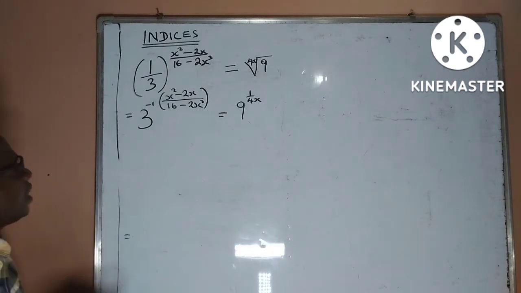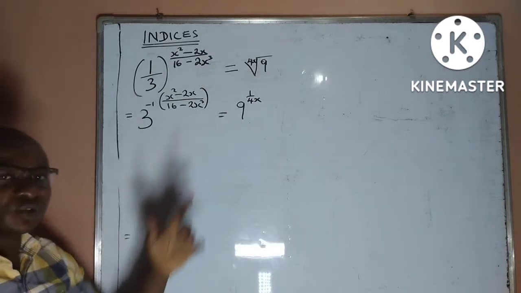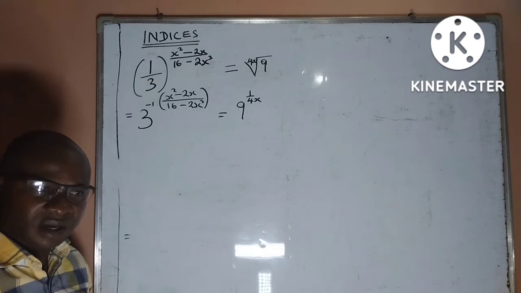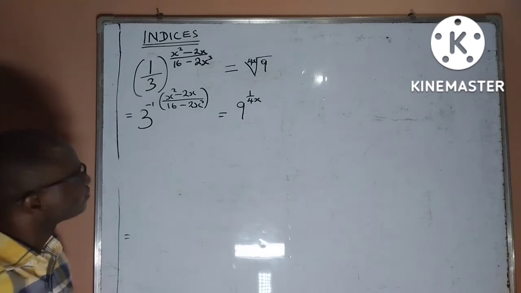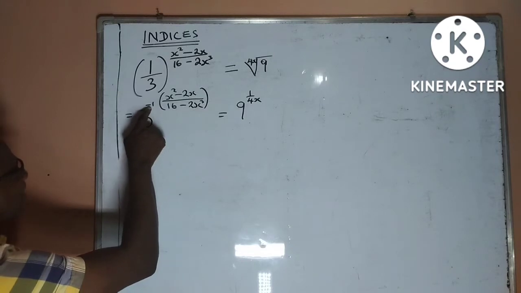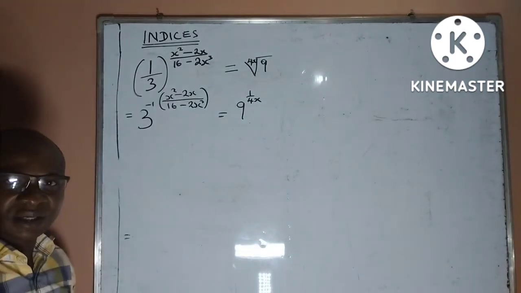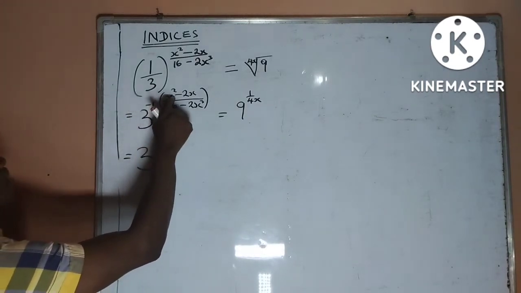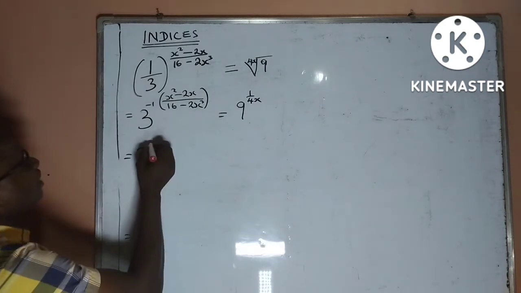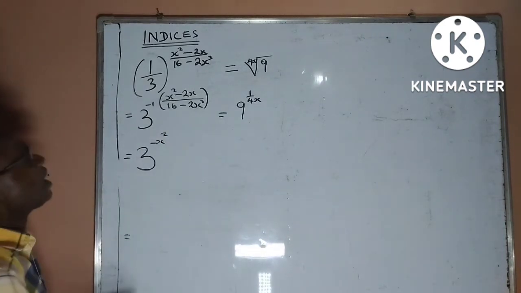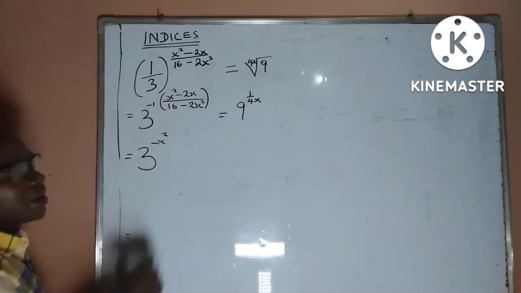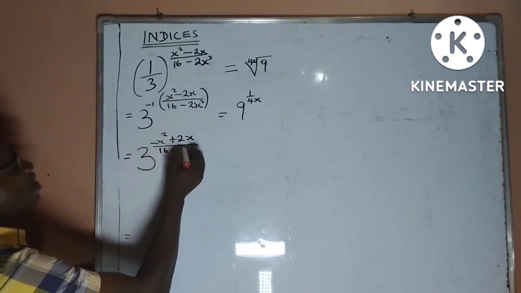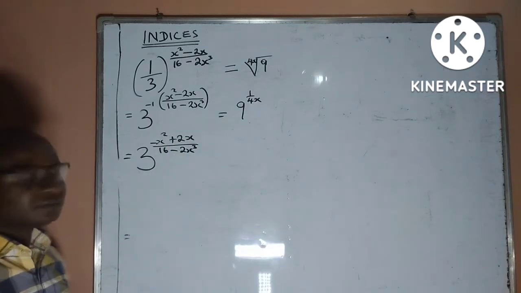Alright, we move on. I want to make this 9 to be in index form. That means I will now represent it as 3 raised to the power 2. That is 9. Therefore, I will also multiply minus 2 into the bracket. Doing that, I am going to have 3 raised to the power minus 1 times x raised to the power 2 will give me minus x raised to the power 2. And the minus 1 times minus 2x will give me plus 2x. Everything all over 16 minus 2x raised to the power 3.